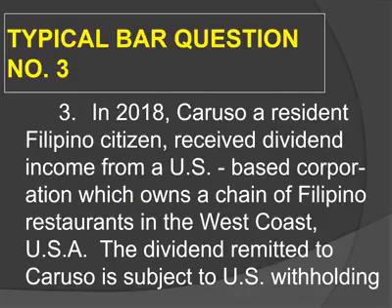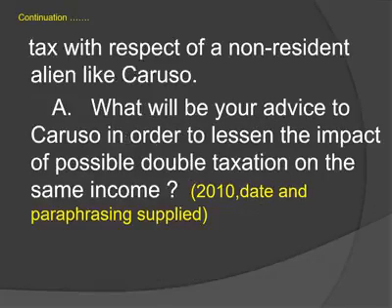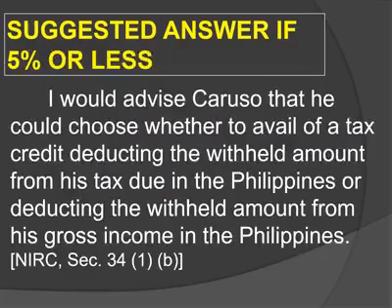Fact-based, you don't have to go to the bottom, go direct to the question, because the problem is short. In 2018, Caruso, a resident Filipino citizen, received dividend income from a US-based corporation which owns a chain of Filipino restaurants in the West Coast, USA. The dividend remitted to Caruso is subject to US withholding tax with respect to a non-resident alien like Caruso. What will be your advice to Caruso in order to lessen the impact of possible double taxation on the same income? Again, 5% and 10%.